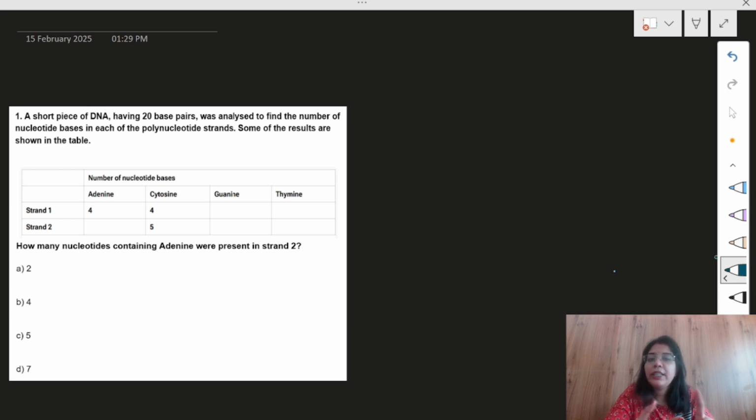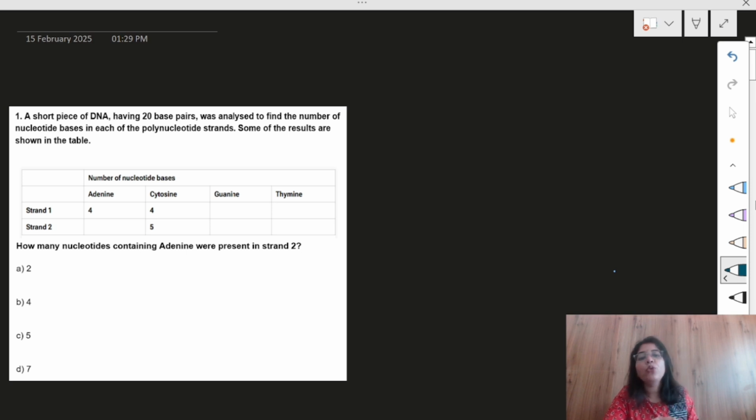Strand 1 contains 4 adenine and 4 cytosine. Guanine and thymine we have not analyzed. In strand number 2, we have analyzed that 5 cytosine are there, but the rest we have not analyzed. This is the meaning of the question. Then the question is asking: in strand number 2, how many adenine will be present?